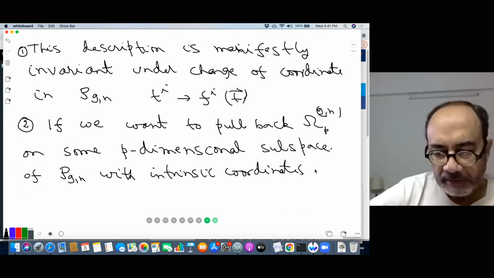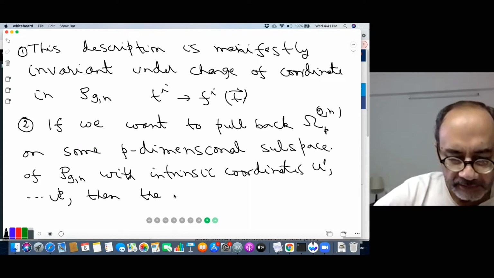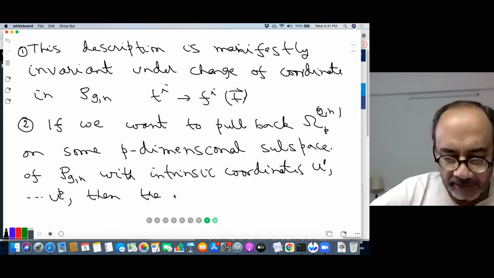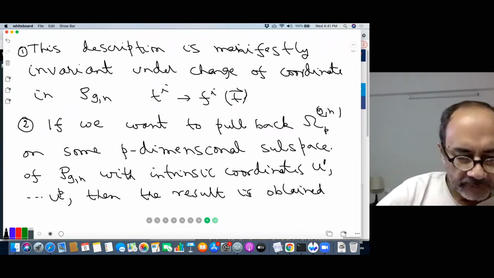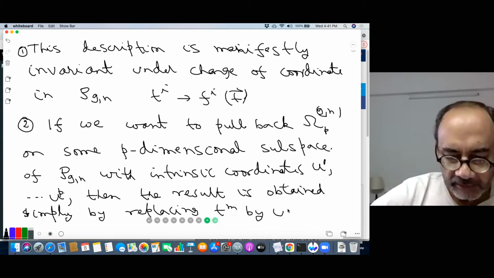you want to u_p, then the result is obtained simply by replacing t_m by u_p, p-wise.